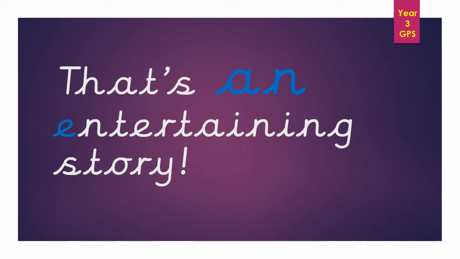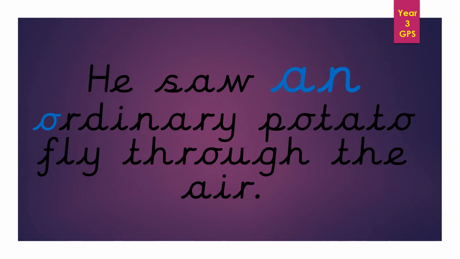That's an entertaining story. Entertaining begins with a vowel or vowel sound, so we need an. He saw an ordinary potato fly through the air. Ordinary begins with a letter O. It begins with a vowel sound, so we need that word an.